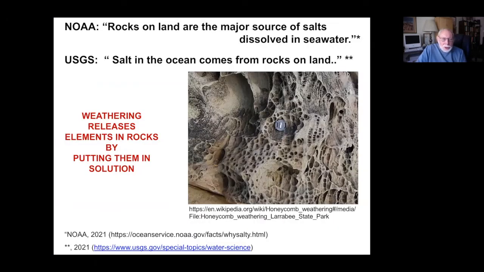it is commonly said that rocks on land are the major source of salts dissolved in seawater. USGS: salt in the ocean comes from the rocks on land. The idea is that weathering of the rocks releases the elements, puts them in solution, and they go down and collect in the ocean. And that's sort of a common wisdom, and I think it's inaccurate.